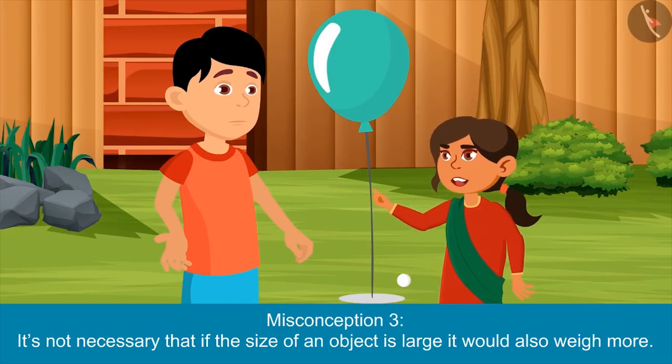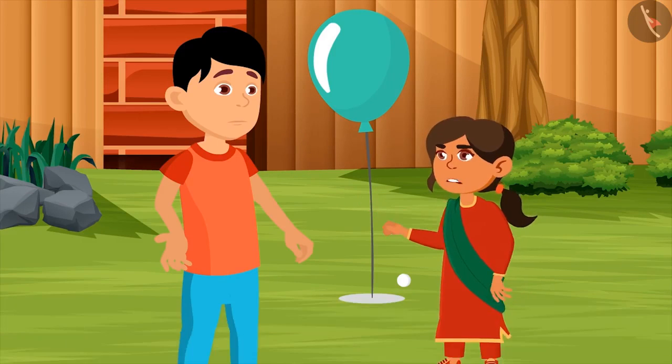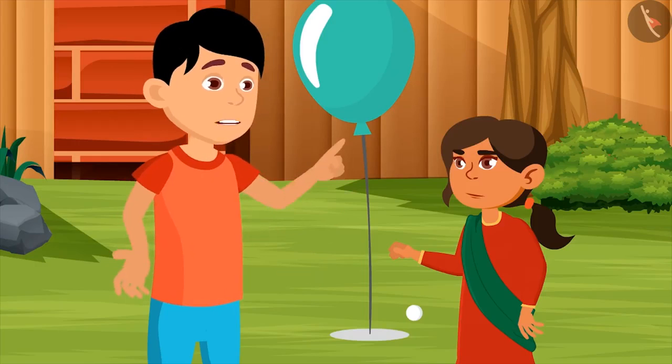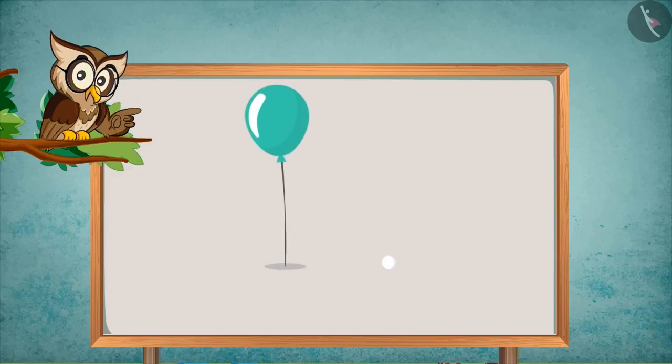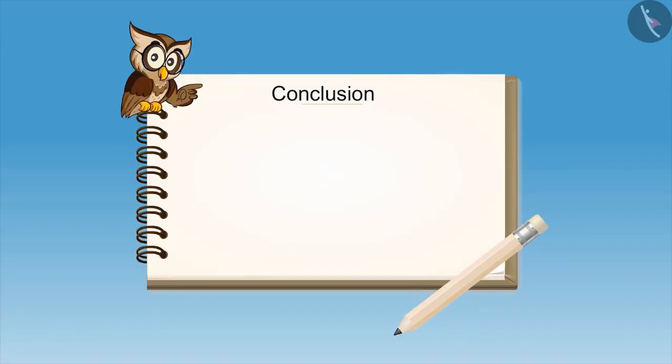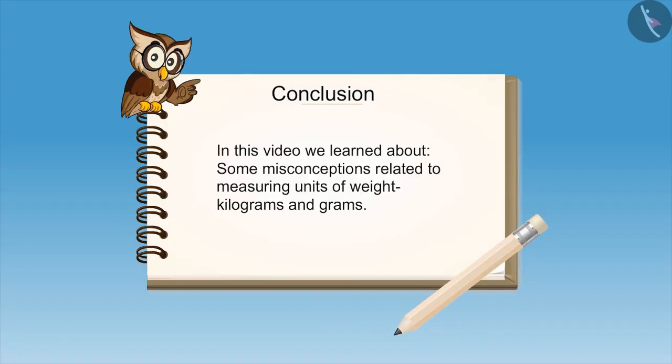Oh yeah, just now we have seen how a large quantity of cotton was equal to the weight of a comparatively smaller quantity of pulses. Yes, now you understood well. Kids, always remember, the weight of an object doesn't depend upon how big or small it is, but upon the heaviness of the object. So, kids, in this video, we learned about some misconceptions related to measuring units of weight, kilograms and grams.